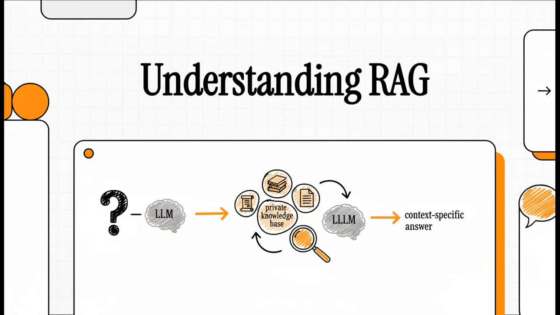We all want AI to be smarter, right? But what about smarter about us? How do we give it access to our own private, up-to-the-minute information? Well, let's get into it, because the solution is one of the coolest things happening in AI right now.